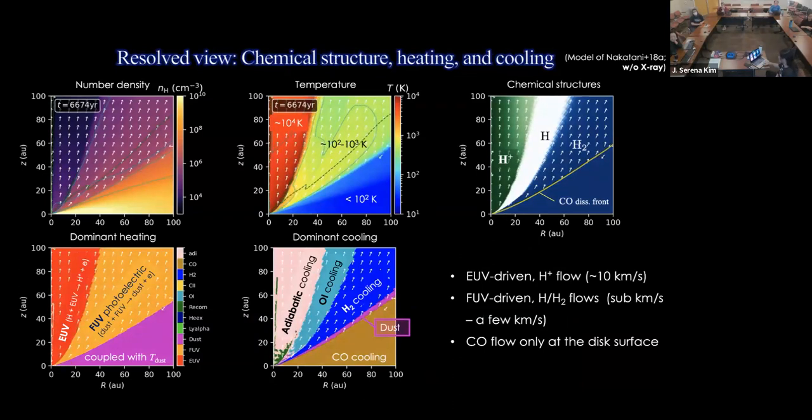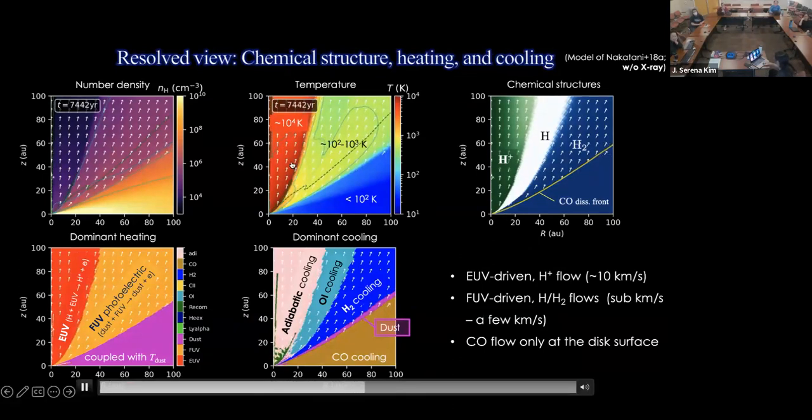And this is a more detailed view. Here are density and temperature, chemical structure, and the spatial distribution of dominant heating processes and dominant cooling processes. So the high temperature region, like 10,000 Kelvin, corresponds to the EUV heated region. And the other hot region corresponds to the FUV heated region. The EUV heated region is almost fully ionized here, and the FUV heated region has atomic and molecular flows like this.